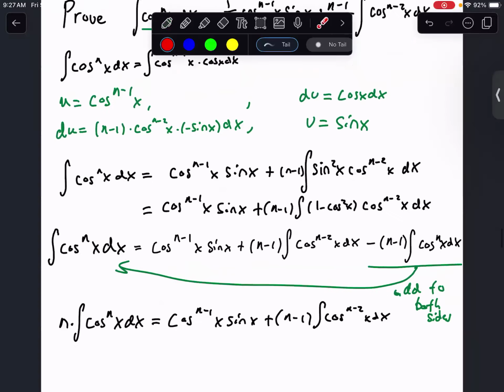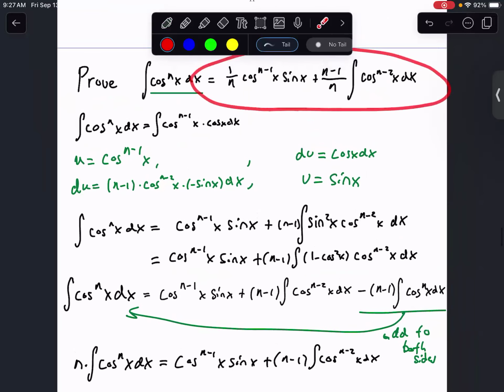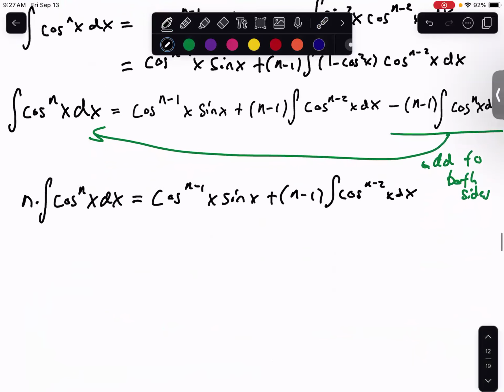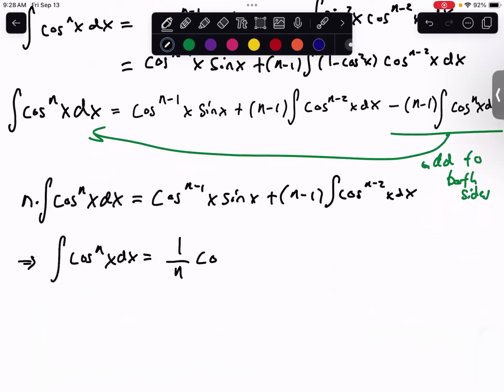And you see if we divide by n, we get the formula that we wanted to derive in the first place, right? So if we divide by n, the integral of the nth power of cosine dx is 1 over n times cosine to the n minus 1 power of x sine of x plus n minus 1 over n times this integral of cosine to the n minus 2 power of x dx.